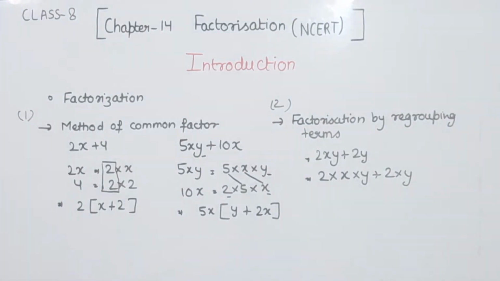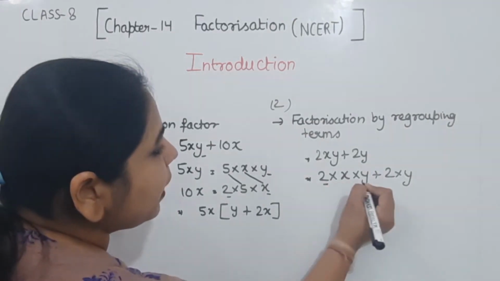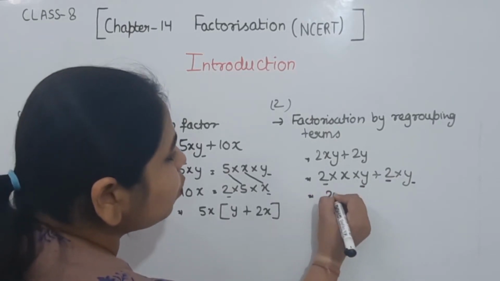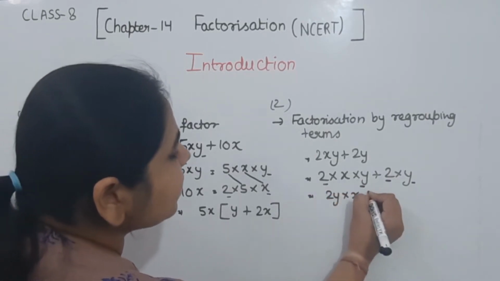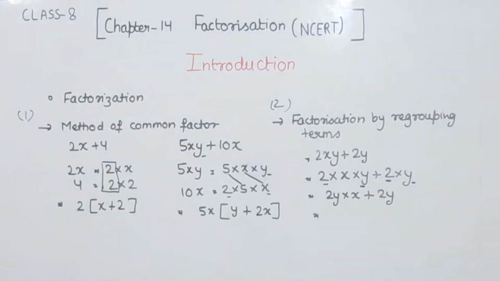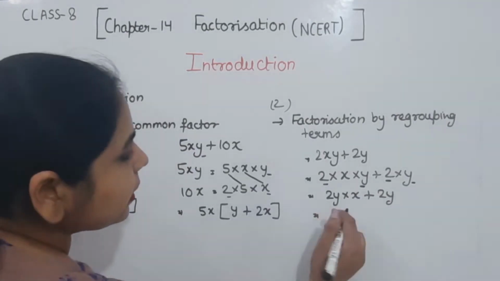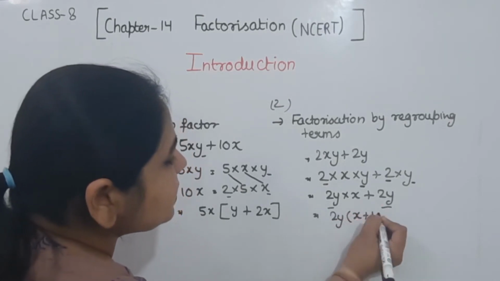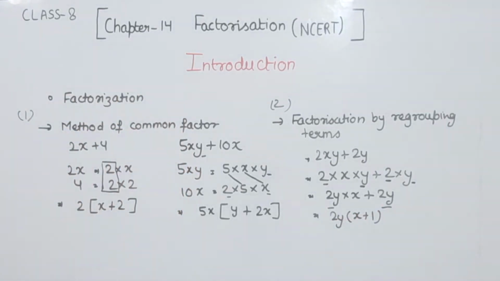Now we will write the like terms. We have 2y here, and here also we have 2y. So I am going to write this as 2y multiplied by x, and here we have plus 2y. So we have regrouped this. Now I am going to take the common factor 2y here and here. Then we will have 2y multiplied by x plus 1 as the remainder. So this is what we get when we use the factorization by regrouping method.